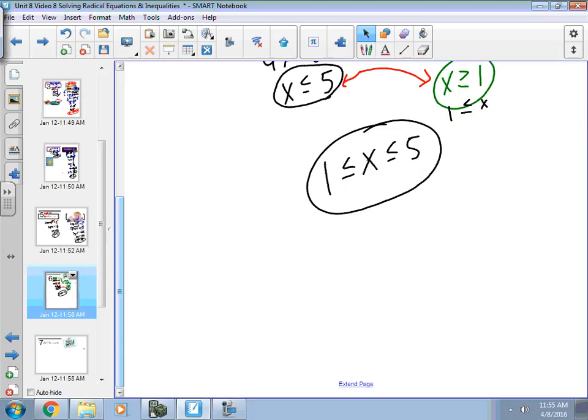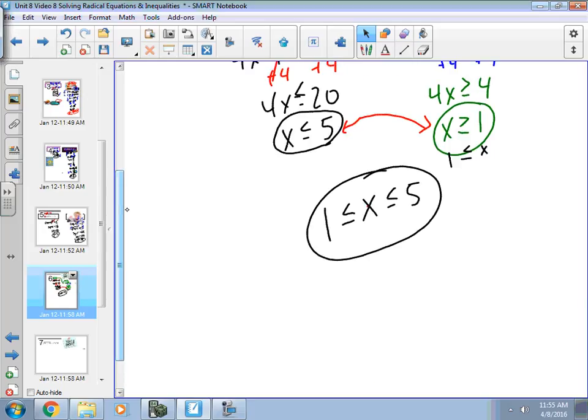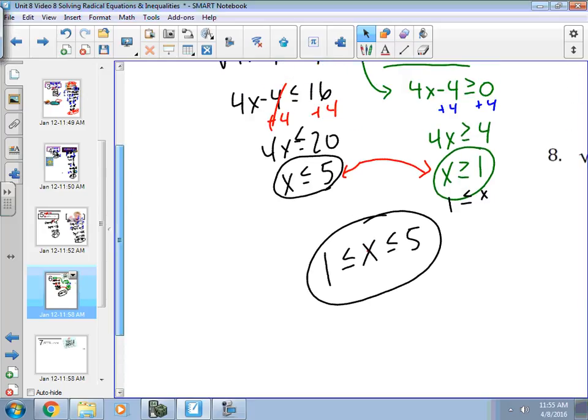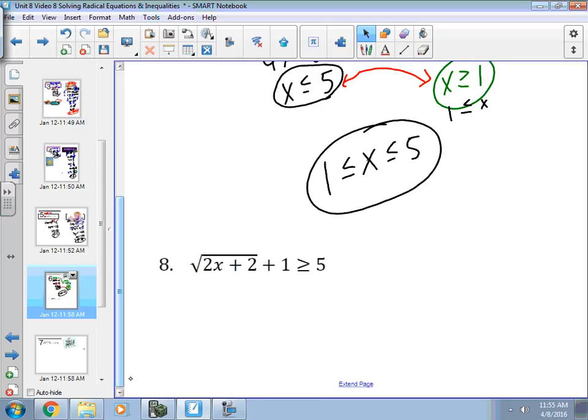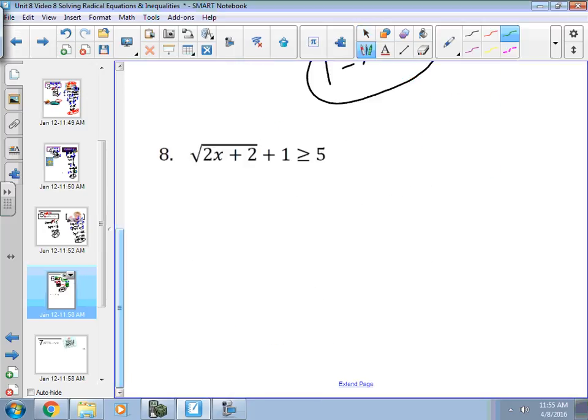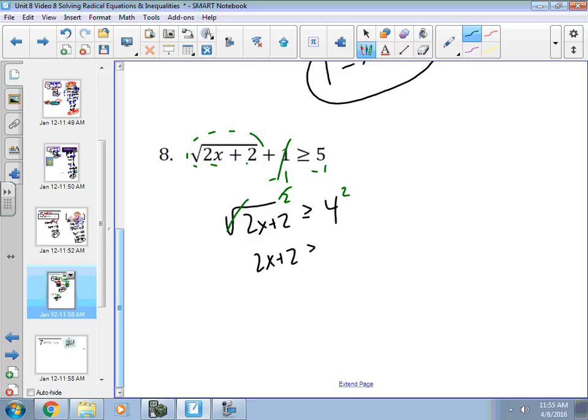Let's try another one. Number 8 is another inequality one here that we want to try out. So let's see what we get on number 8. First thing you want to do, get the radical part by itself. Subtract 1 from both sides. Oh, minusing 1, so that should be 4. Okay, now we're stuck again, so undo the square root by squaring both sides. That's going to cancel this out. 4 squared is 16. Okay, now we can solve. Minus 2 from both sides. Divide by 2. We get x greater than 7.